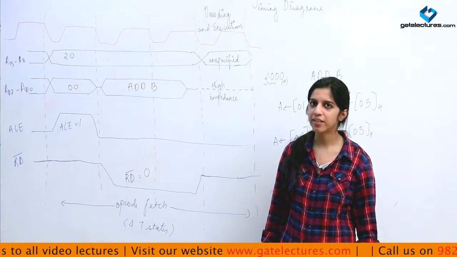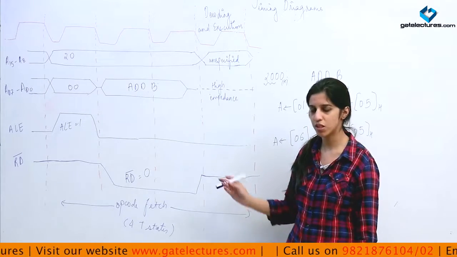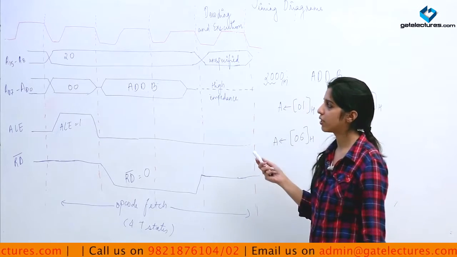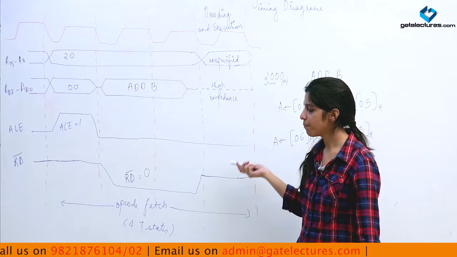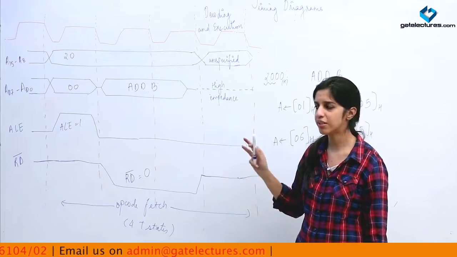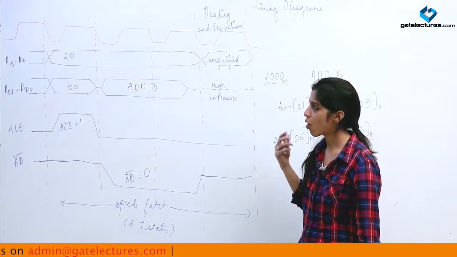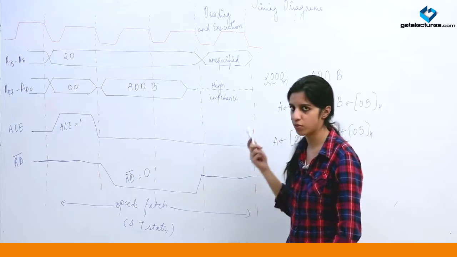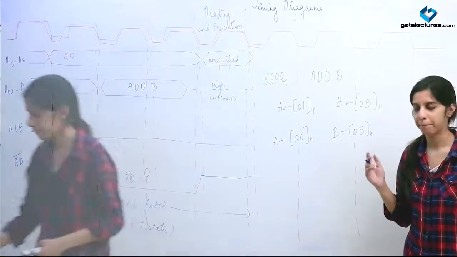Generally for memory read you are going to require 3 T states. We just had a look in the first example how you are going to read the data from the memory. And for memory write also generally 3 T states are required. Although there are some other timing diagrams. Okay, let us have a look at another timing diagram.